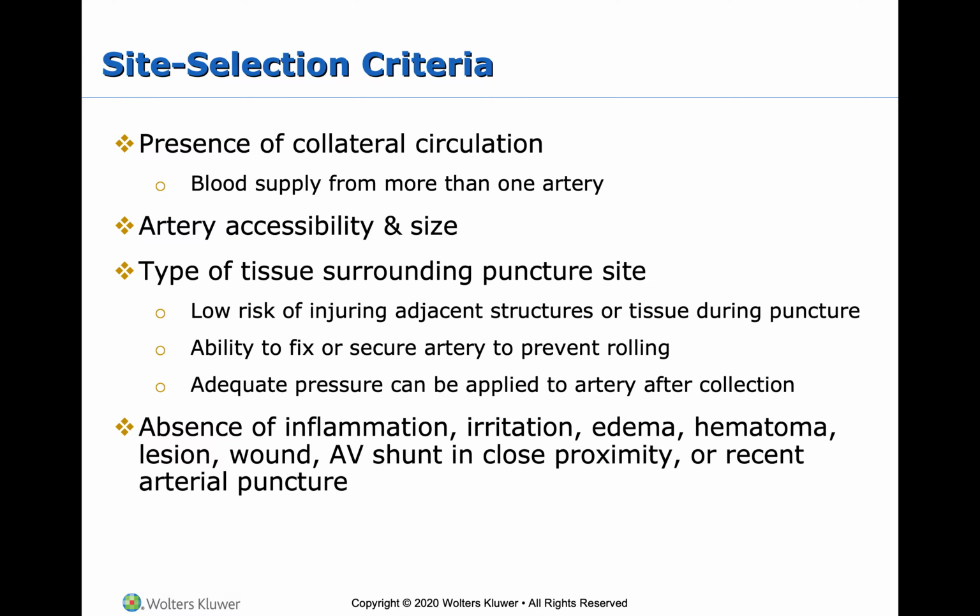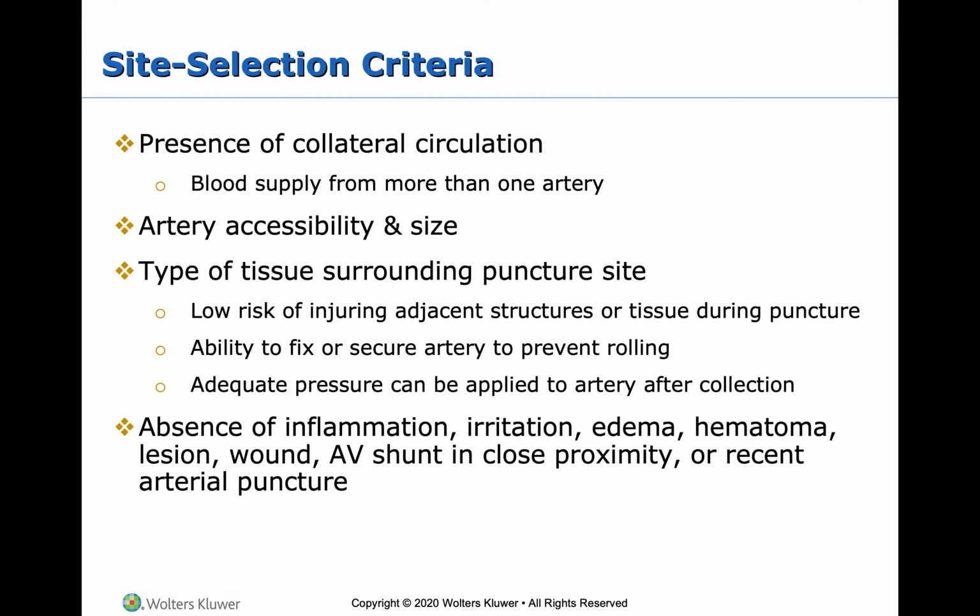Okay, next. So collateral circulation. When you're selecting a site for arterial blood sample collection, you must make sure that they have collateral circulation. What that means is that there is blood supply from more than one artery to whatever limb you're taking the blood from. So if the artery that you poke is somehow damaged or obstructed, the blood supply going.